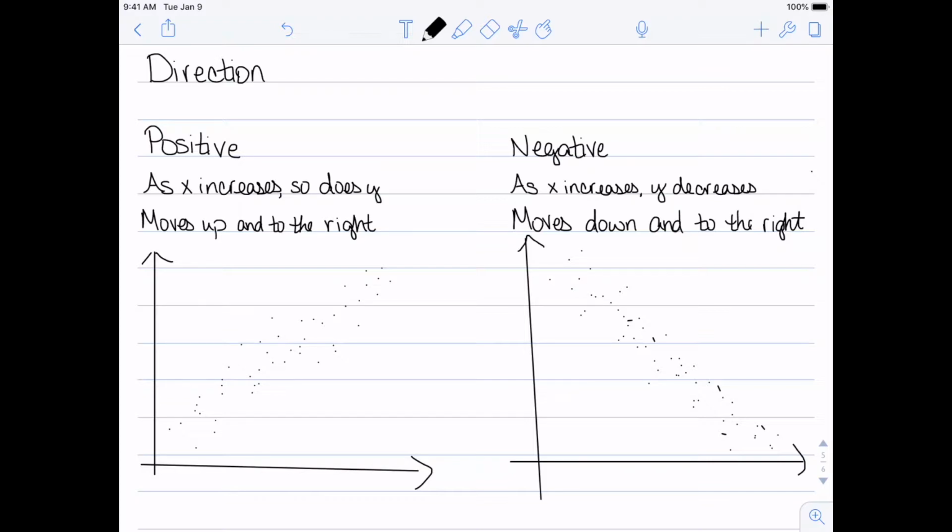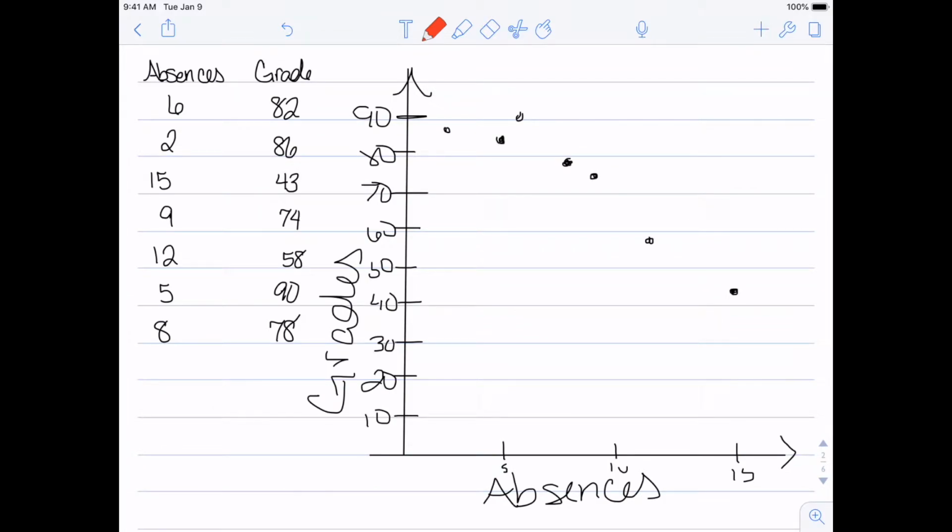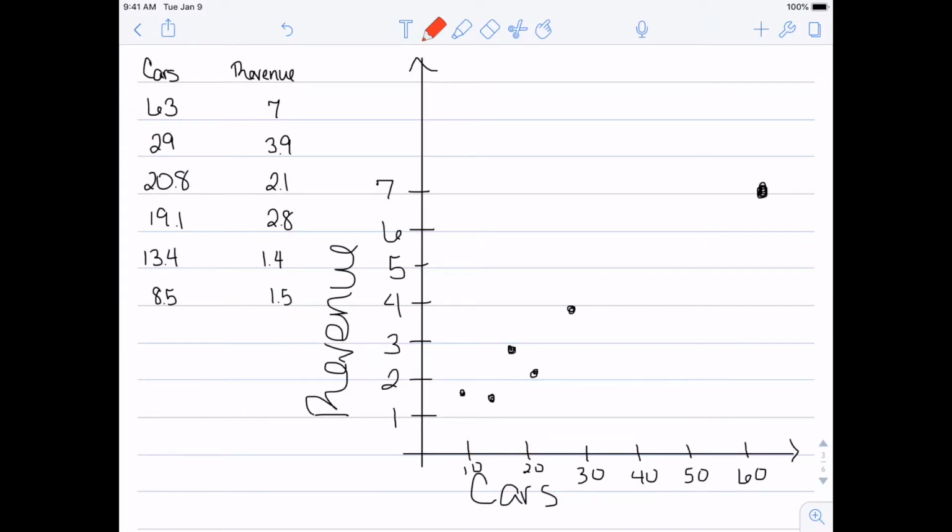So let's go back and look at our 2 examples that we had earlier. This one looked at the number of absences a student had compared to their grades, and as we can see in this graph, as we move to the right, the graph is moving down. So this one is actually negative. It has a negative direction. Here's our other graph, and as we move to the right, you can see our points are getting bigger and bigger, so this one would have a positive direction.